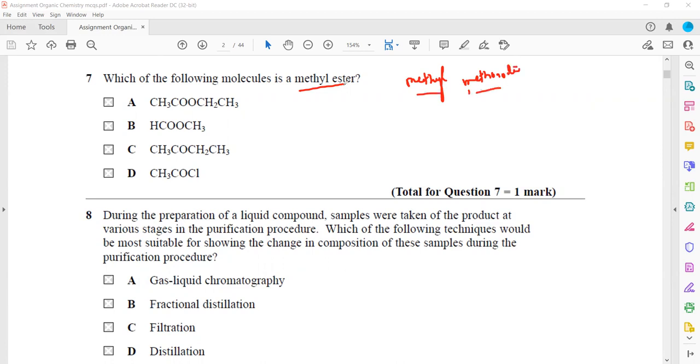To be methyl methanoate, when we check the first option, there are two carbon atoms, so it is ethyl ethanoate. But when we check the second one, it is a one carbon methyl, and because of this functional group with one carbon, it will be methanoate. That's why B is the right answer. D is not an ester, and C is also not an ester, it's actually a ketone.